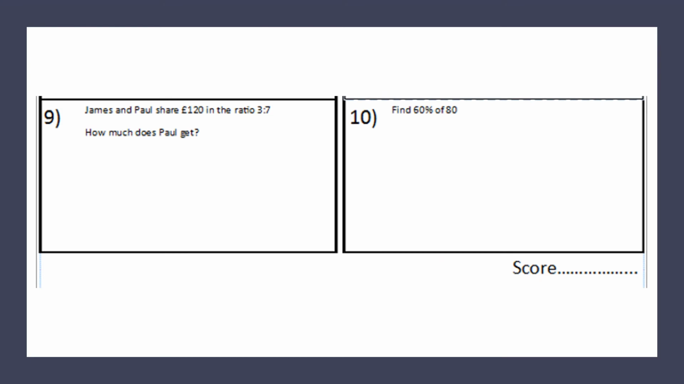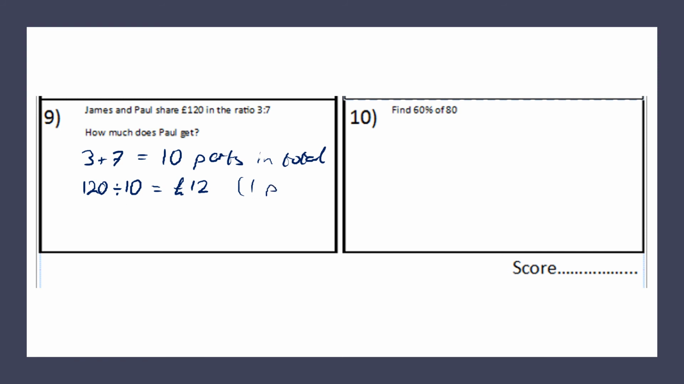Okay, question number 9. We want to share the ratio. So we've got James and Paul share £120 in the ratio 3 to 7. How much does Paul get? Okay, so the first thing we need to do is figure out the total number of parts. So we've got 3 parts, add 7 parts is 10 parts in total. Okay, so to find the worth of one of those parts, 120 divided by 10 is £12. So for every one part, it's £12.